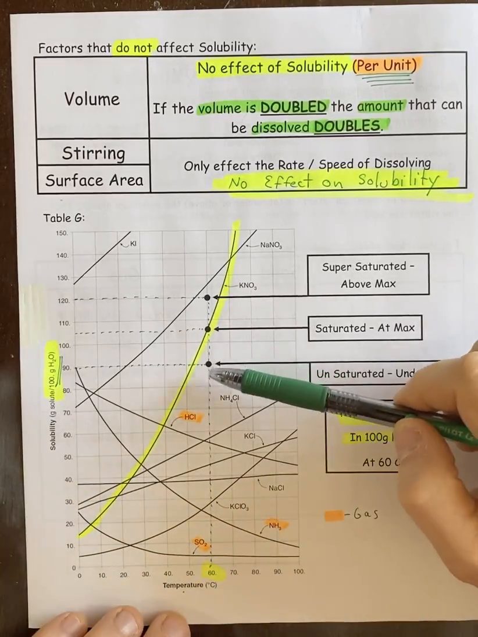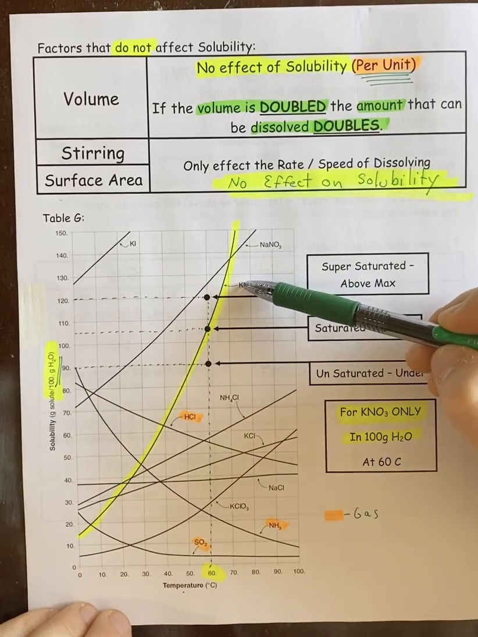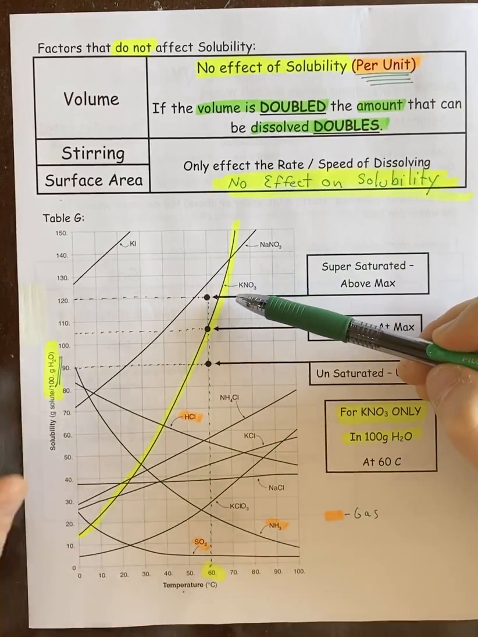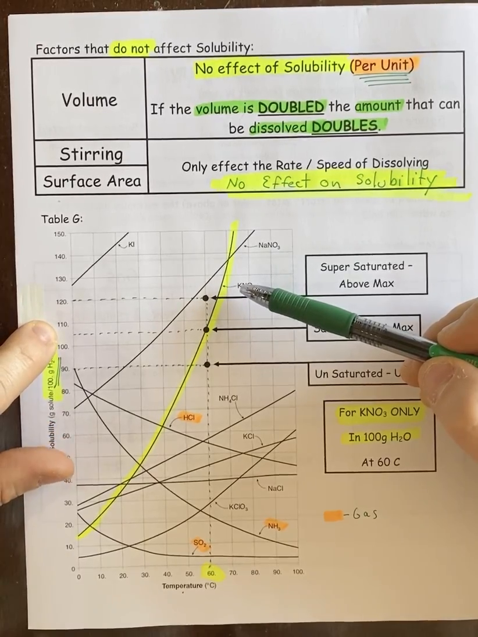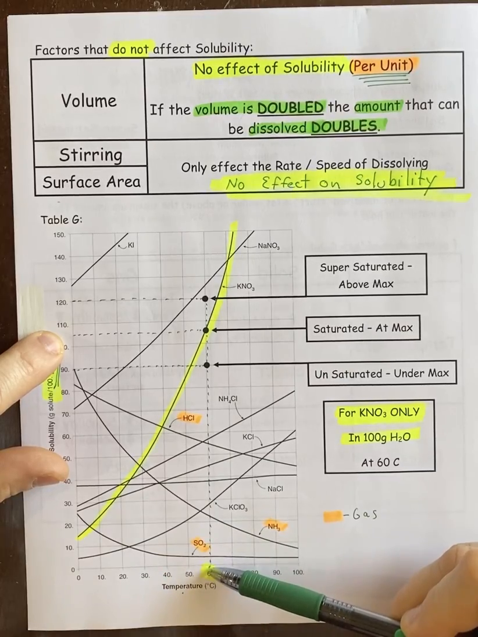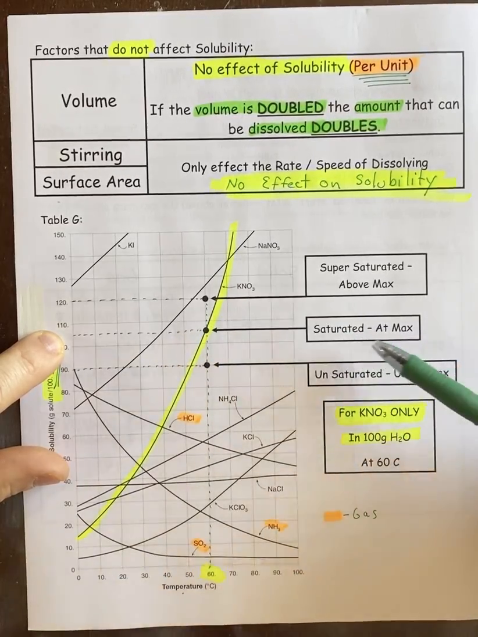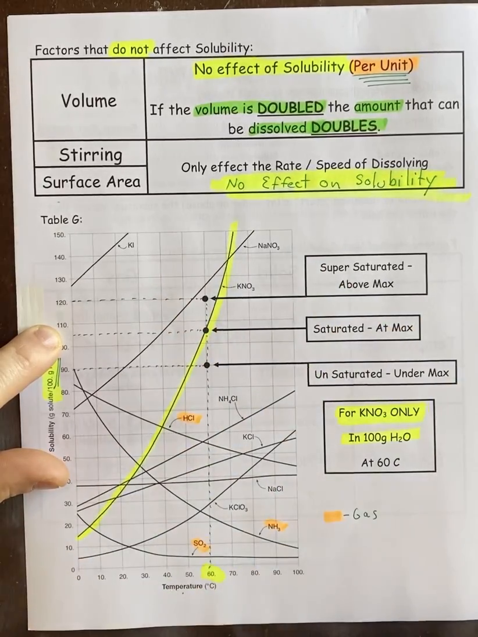Now, I have 3 points I want to mention. So if you are given an amount that hits the KNO3 line, let's say, like this would be about 105 grams of KNO3 dissolved in 100 grams of water at 60 C, I'd be on the line. That would be saturated for that temperature and that amount. If I change the amount or if I change the temperature, then all bets are off and I have to check it again. So if I'm on the line, I am saturated.